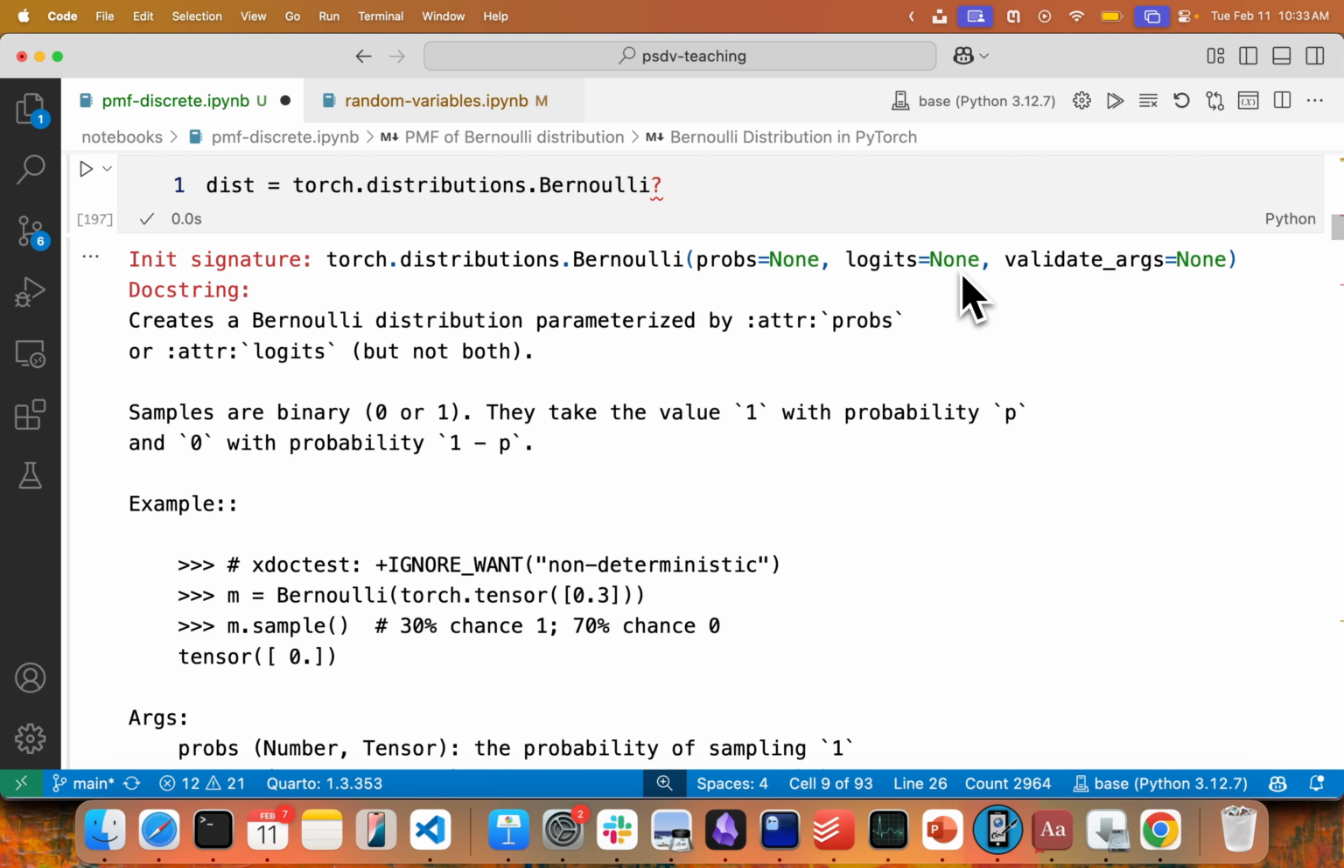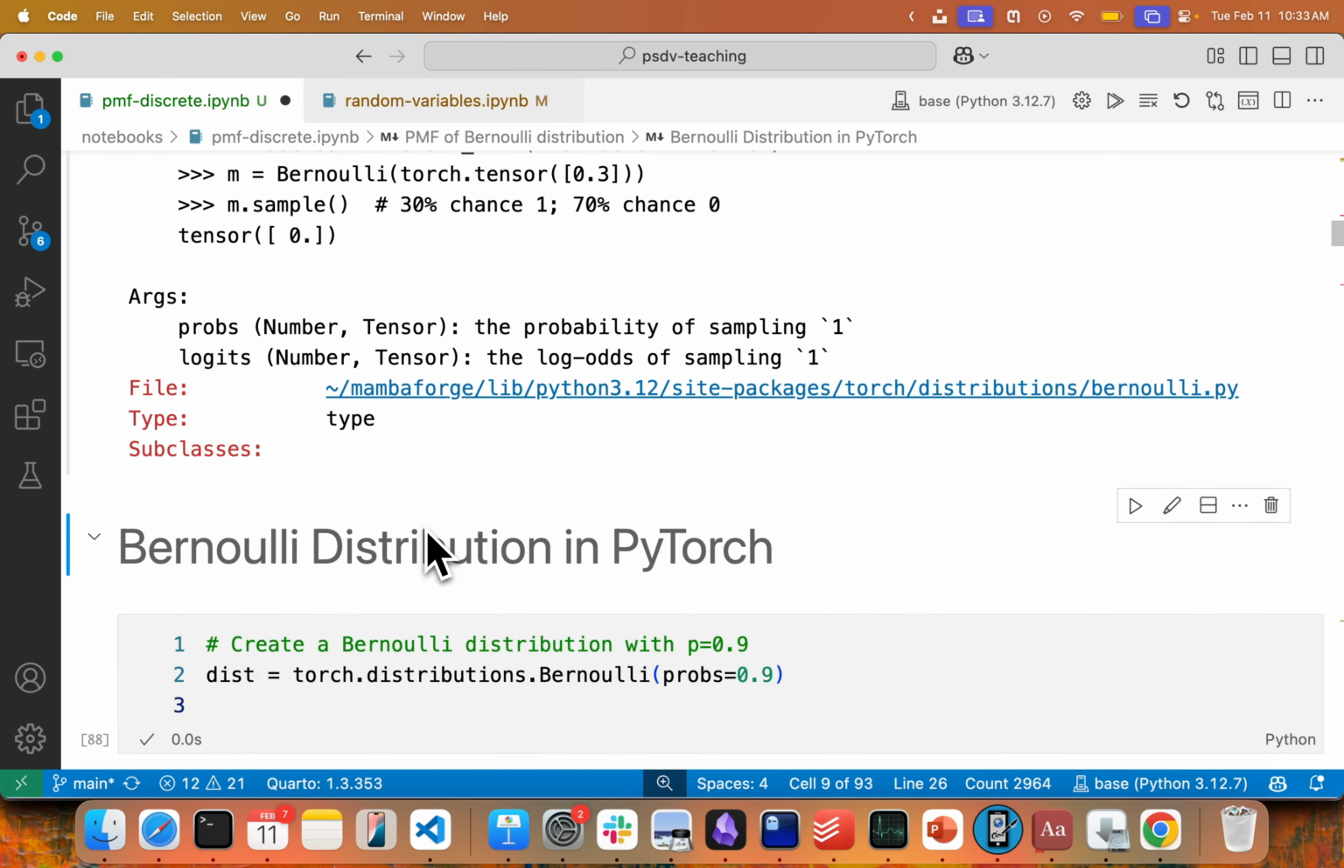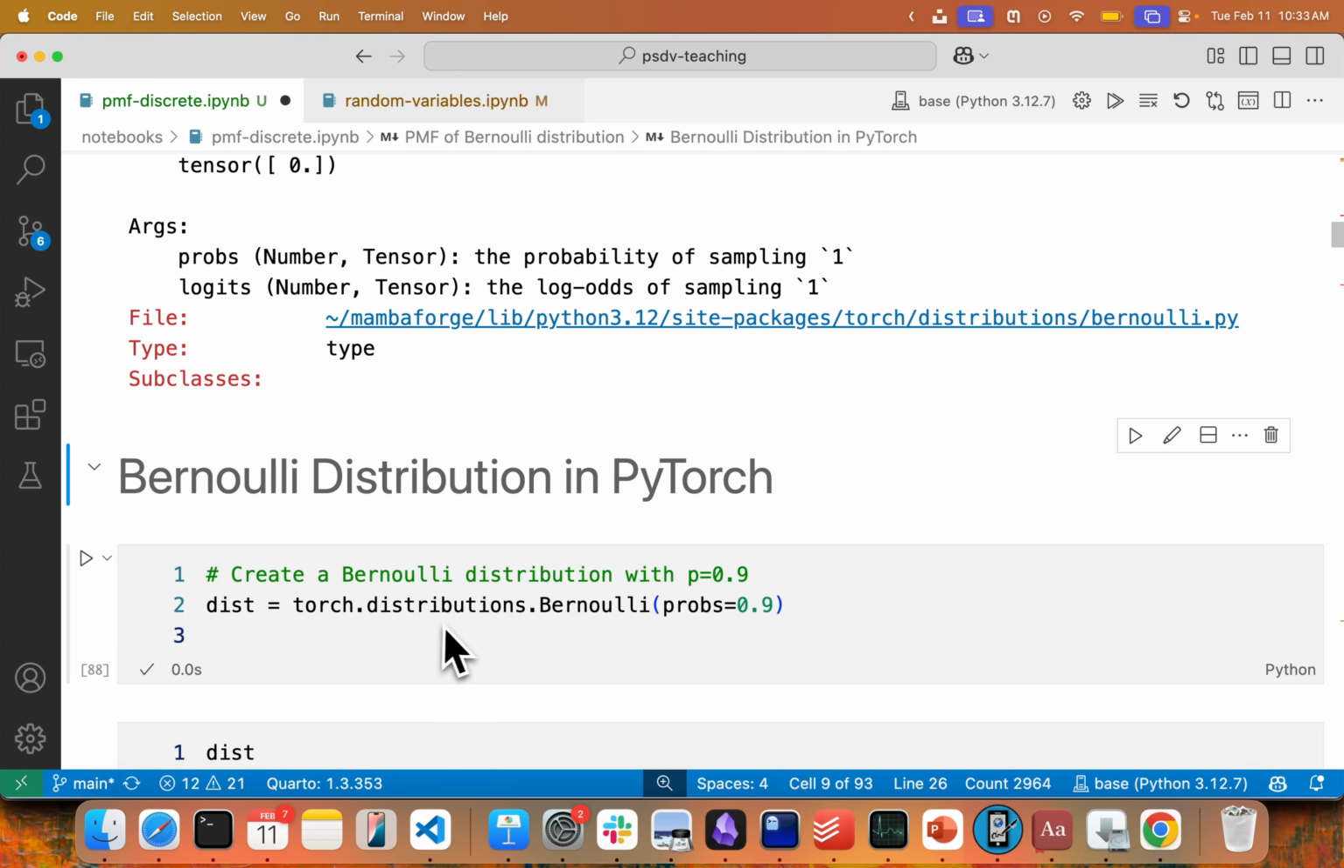Does anyone here know what a logit is? Okay, hopefully by the end of this lecture you should know something about logits. So it creates a Bernoulli distribution parameterized by either probs or logits, but not both. For now, we will just be using the probabilities. I create a Bernoulli distribution object with probability p equal to 0.9, which means the probability of success, of heads, of class 1 is 0.9. So therefore the probability of 0 is 0.1.